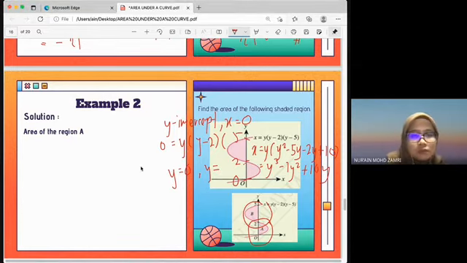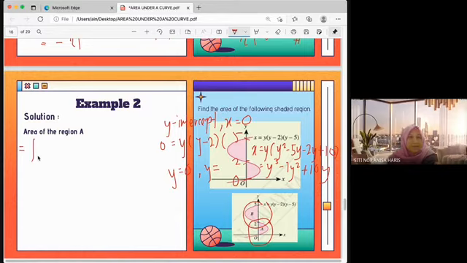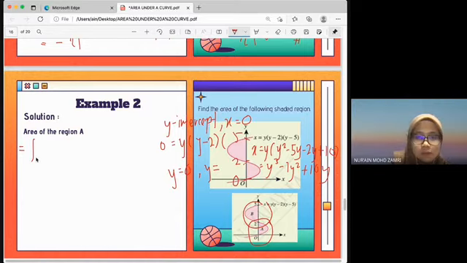Now we're going to find the area of region A. So what do we have to do first? Set up the integral. Yes. So what is our upper limit and lower limit?